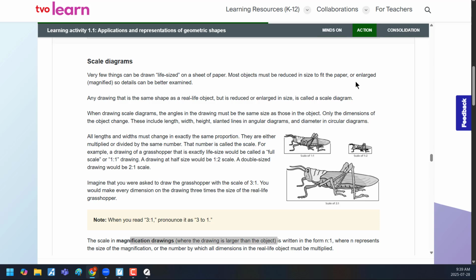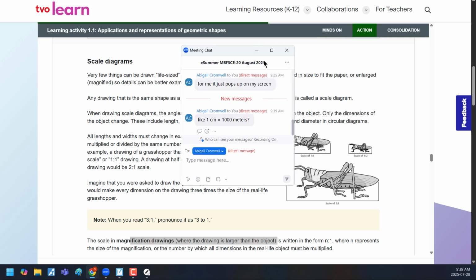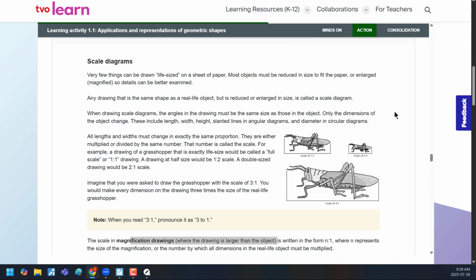You can either shrink something, or if you have something that's really small, enlarge it. So it goes both ways. Scale drawings can be bigger than the actual object or smaller than the actual object. So I'll show you exactly what I mean by that.